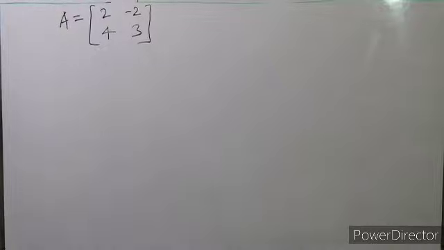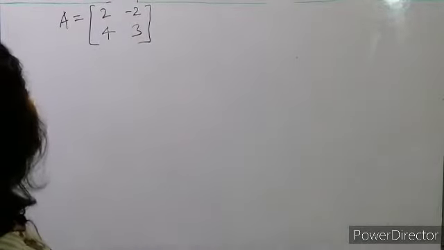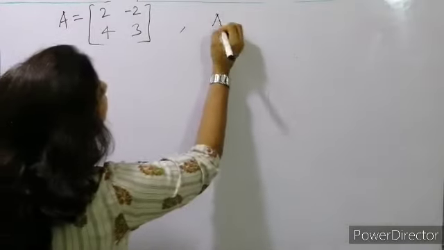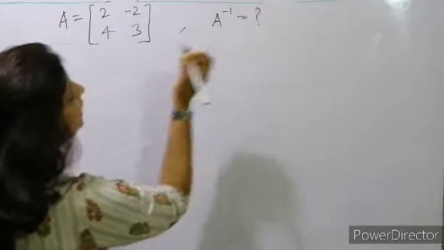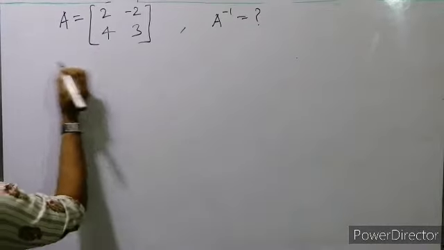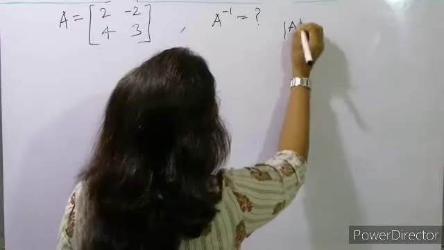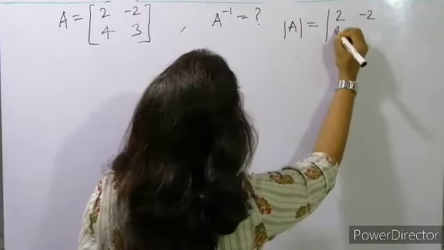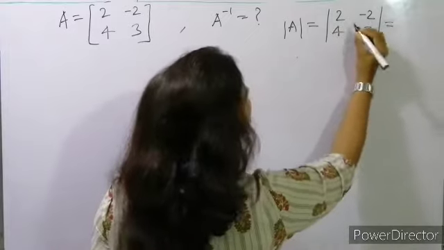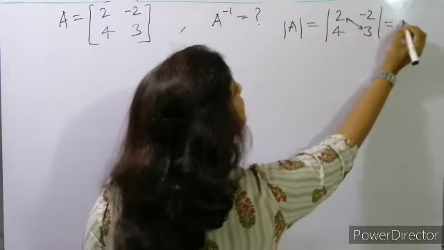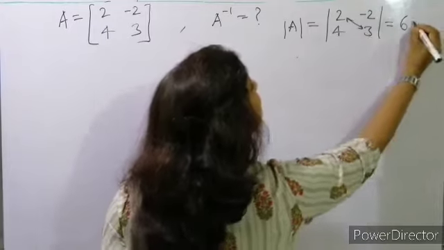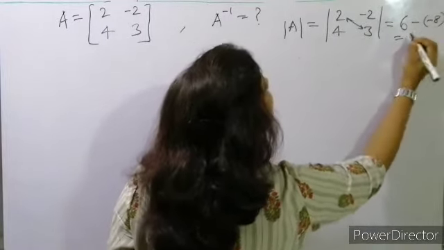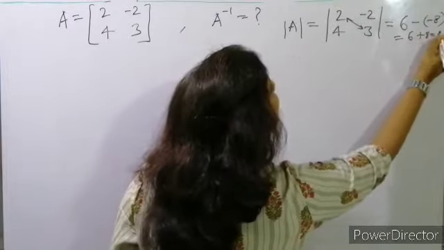Okay, one more sum we'll do. Here we have to find the inverse of the matrix A. So first of all, we'll find the determinant. Determinant of A will be equal to 2 into 3 minus 4 into -2. So 2 into 3 is 6, minus 4 into -2 is -8. Okay, so 6 plus 8, that is 14.